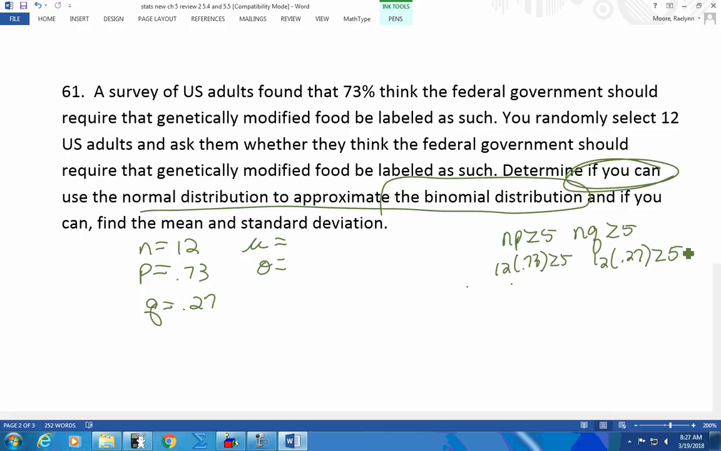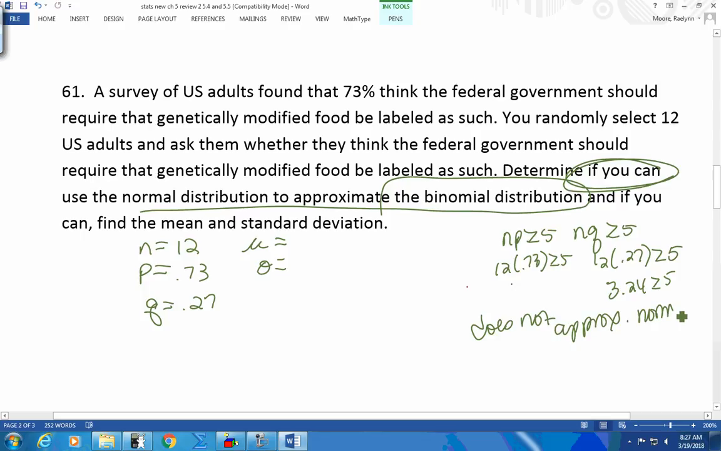So when I multiply this, I get 3.24. So what's my final decision? It does not approximate a normal distribution. So we can't do anything? Nope, you cannot find the mean or the standard deviation. That's it. You're done.